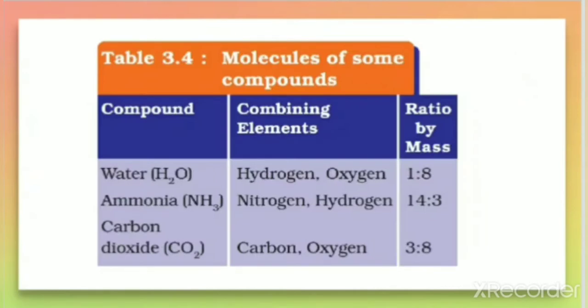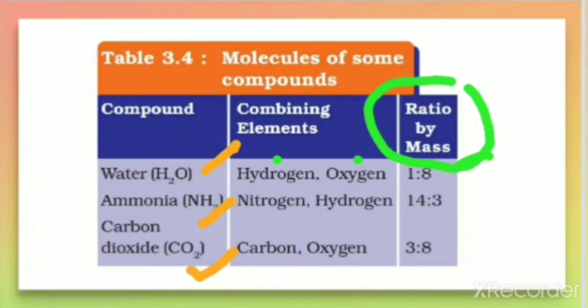When you look at this table, you can find some examples of compounds given: water, ammonia, and carbon dioxide. When you look at the formula, what are the two atoms present in water? Hydrogen and oxygen, and they combine in the simplest ratio, that is 1:8. This ratio is called the ratio by mass. In the case of ammonia, the ratio by mass is 14:3. In the case of carbon dioxide, this ratio is 3:8.